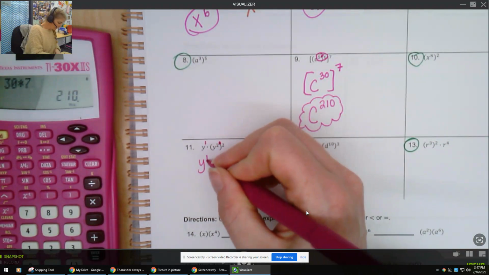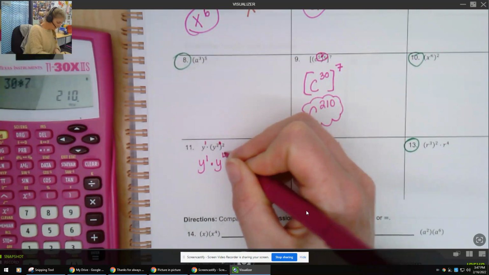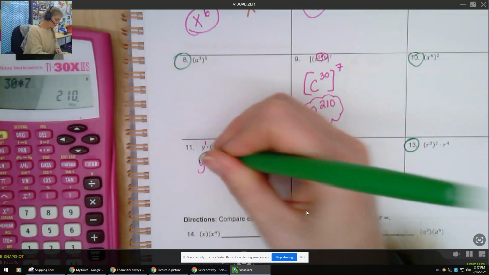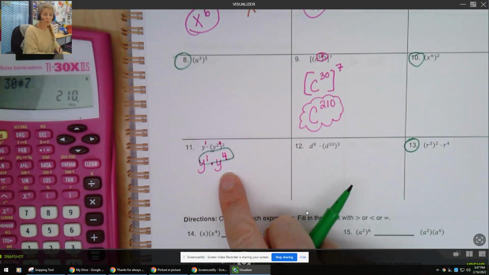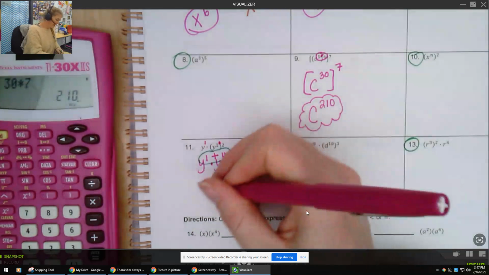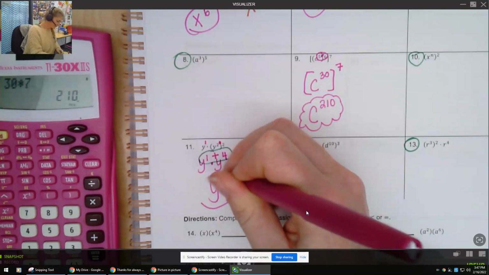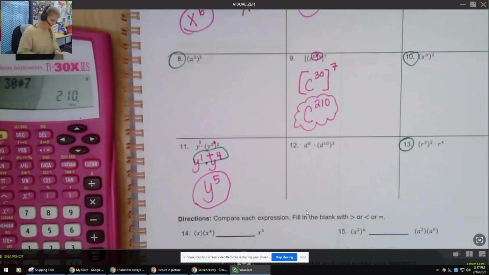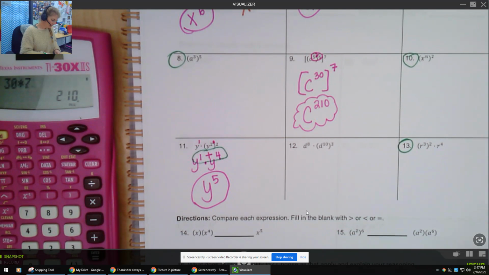So I get y to the first times y to the fourth. And now we're combining our rule from last time, where if we have 1 factor of y and 4 factors of y, we're going to have a total of 5 factors of y. Nice job.